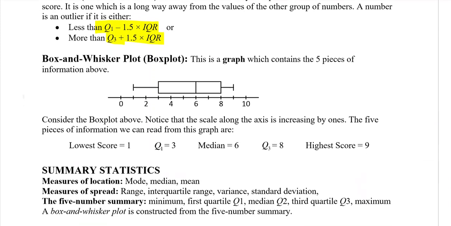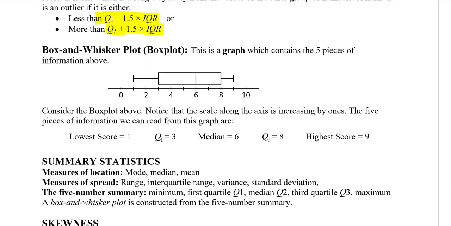Okay, so here is your box and whisker or box plot. This graph contains the 5 pieces of information. Down the bottom here it says the lowest score, Q1, Q2, Q3 and highest, and they correspond with the 5 lines that are in that box plot. So the lowest score is 1. Q1 is 3, median is 6, Q3 is 8, and the highest score is 9.